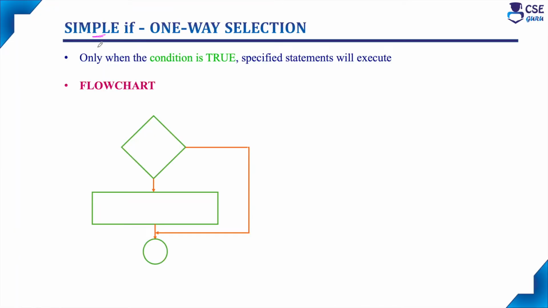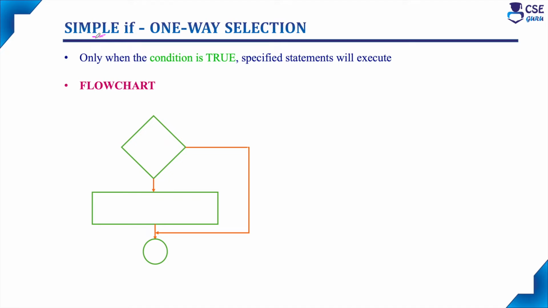The simple if statement is a conditional statement. A conditional statement is nothing but, in a program, we specify a condition and the program evaluates that condition. If the condition is true, it will execute a specific set of statements, and if the condition is false, it will execute another specific set of statements. So based upon the condition evaluation, the C program will decide which part of the statements will execute. That is the conditional statement.